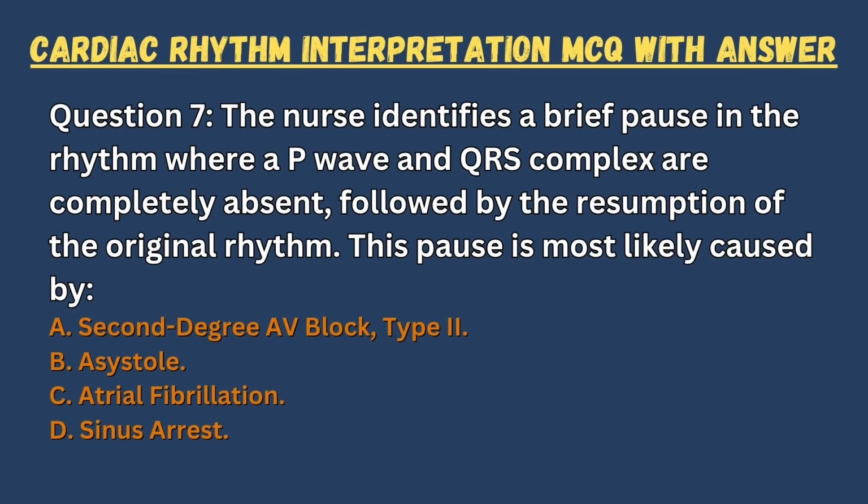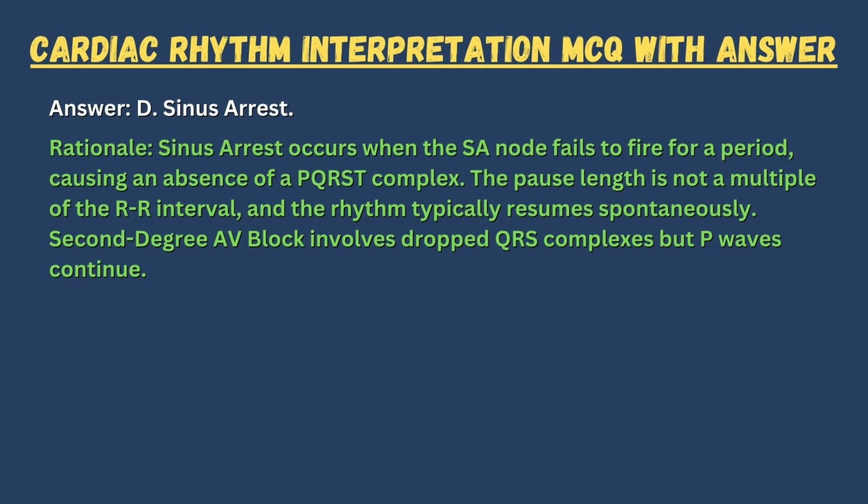Question 7. The nurse identifies a brief pause in the rhythm where a P wave and QRS complex are completely absent, followed by the resumption of the original rhythm. This pause is most likely caused by A. Second-degree AV block, type 2. B. Asystole. C. Atrial fibrillation. D. Sinus arrest. Answer: D.